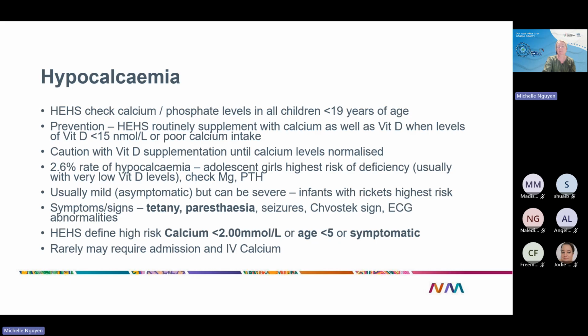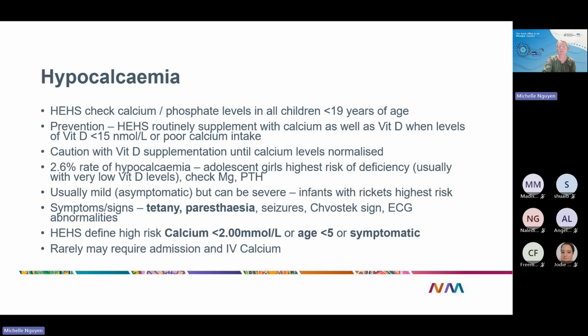And adolescent girls definitely seem to be highest risk of deficiency. And usually those girls have a very low vitamin D level as well. And we usually check magnesium and a PTH. And PTH, obviously usually will be mildly raised because of the vitamin D deficiency.